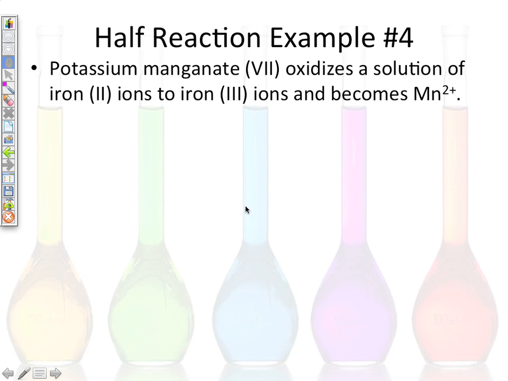So looking at our first one, potassium manganate oxidizes a solution of iron ions to form iron 3 ions and also becomes Mn2+. So my oxidation part of the reaction is the iron. The iron's going from a 2+ to a 3+. There's only 1 of each iron, so I just looked at the charges and I see here that I have a 2+ charge on this side, a 3+ charge on this side, so I have to add 1 electron to my product side. That's good, because the oxidation part of the reaction should have electrons on that side.